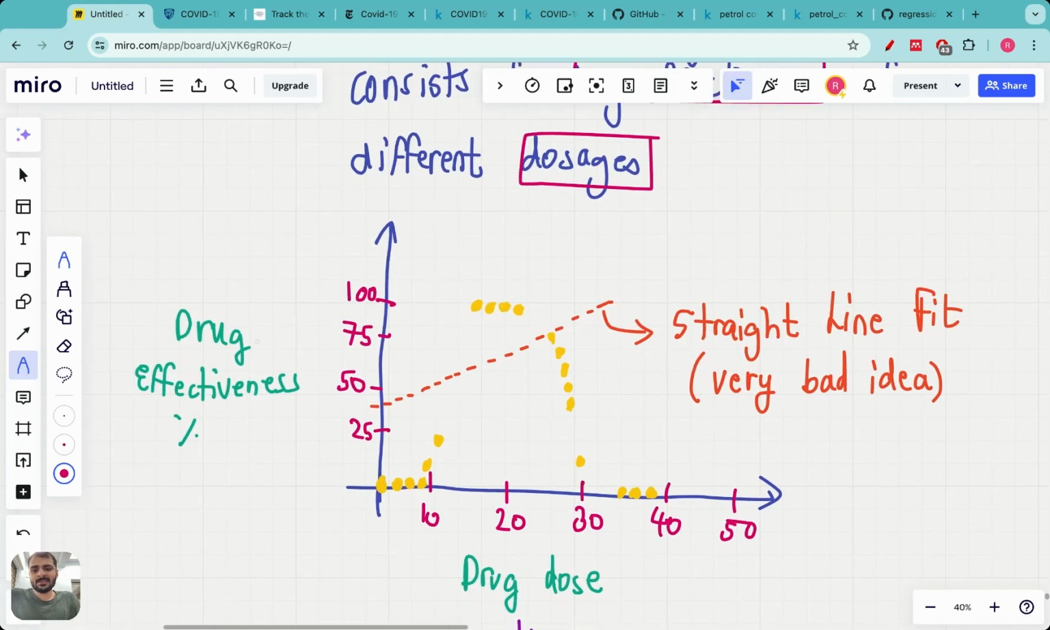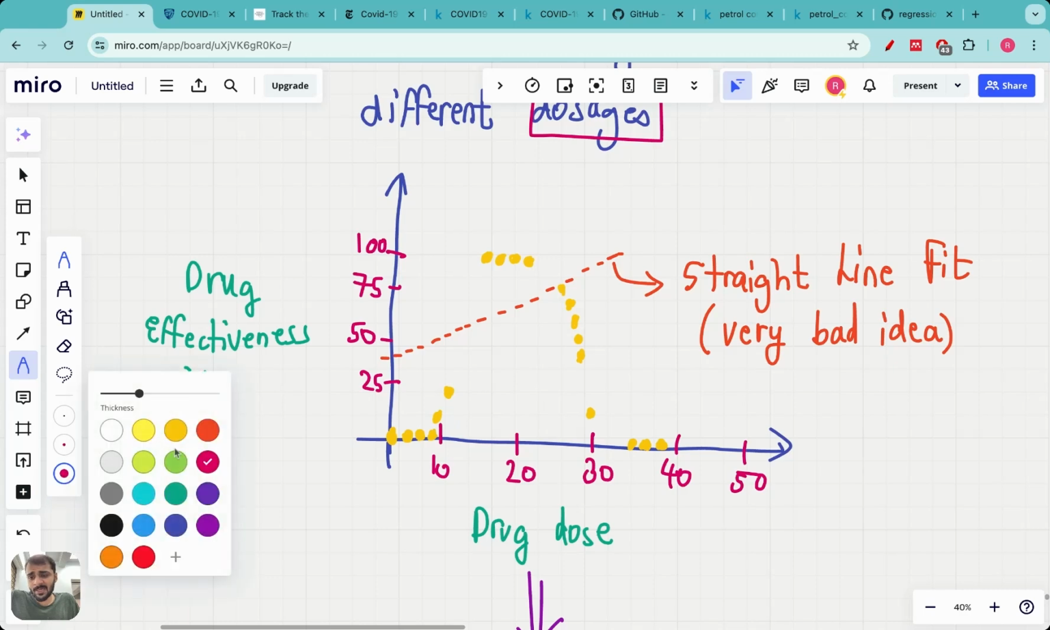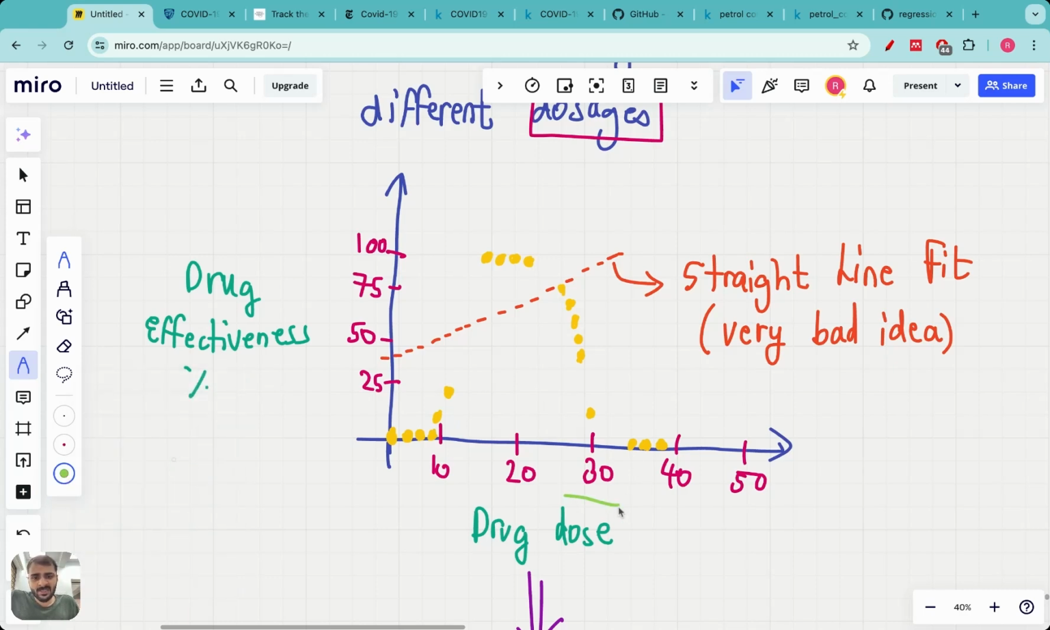And let's say the data set looks something like this. If you concentrate on the yellow points right now, don't focus on the orange line or the orange text. Just look at the yellow points right now. This is our data set right now. Here you can see on the x-axis we have the drug dose, and on the y-axis we have drug effectiveness percentage. And if you focus on the yellow data points, the first thing which you can see is that it's in clusters, right? It does not look like a linear data set at all. In fact, if you try to fit a straight line through this data set, it's a very bad idea. So you cannot use traditional regression methods also.